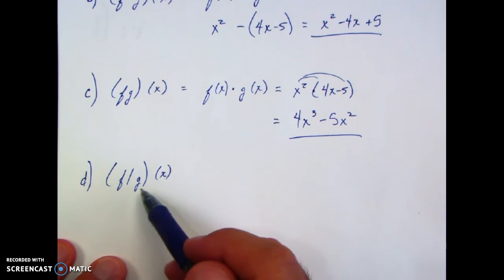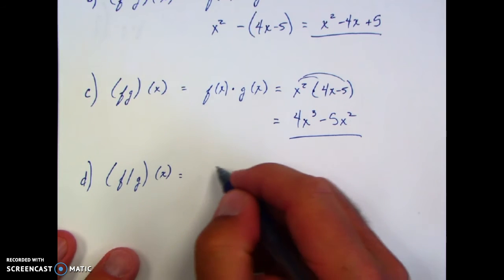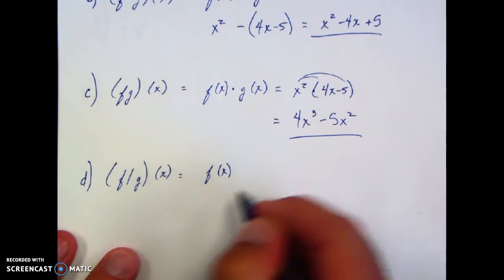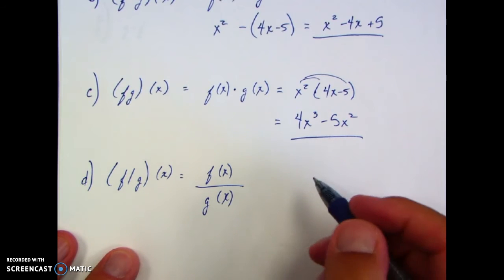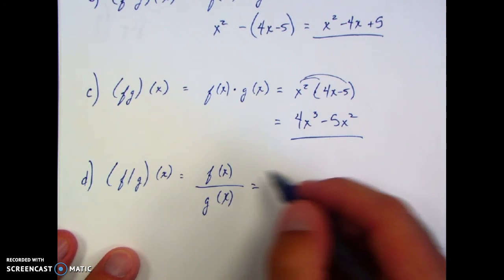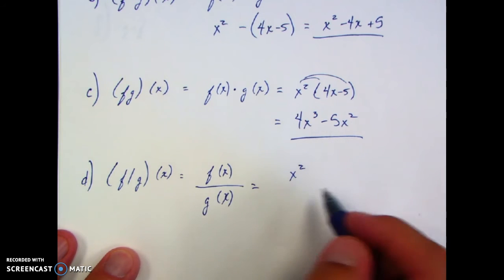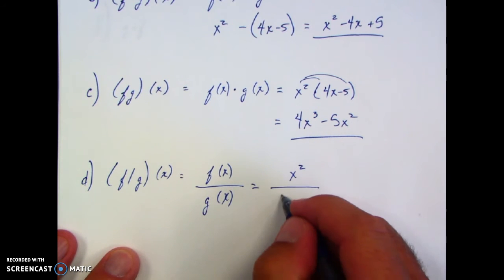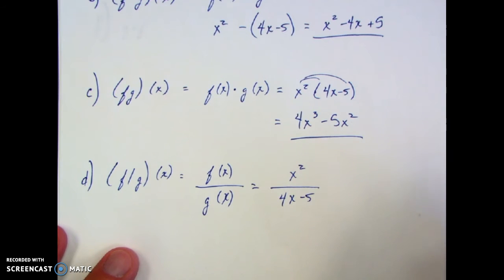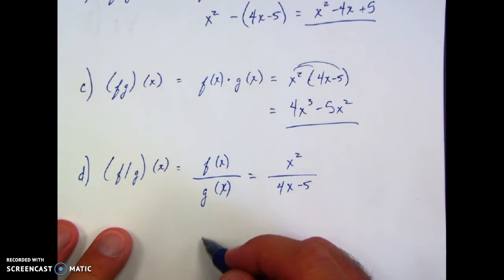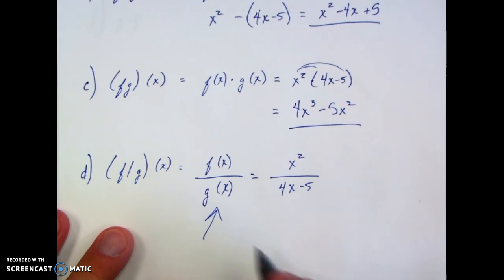And here we have division. We could think of that as f of x over g of x. Again, our f of x is x squared, and our g of x is equal to 4x minus 5. Now, one thing we would have to pay attention to here is when we're dividing, that means our g of x cannot equal 0. We cannot divide by 0.